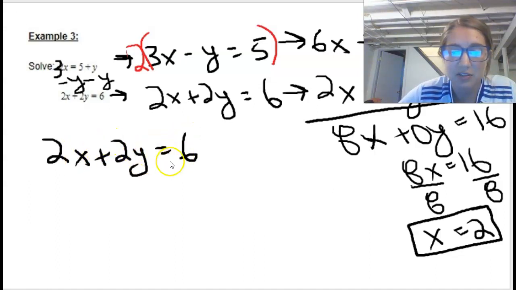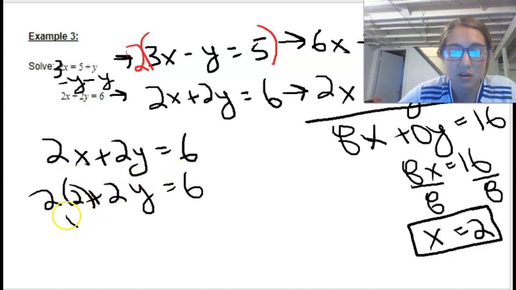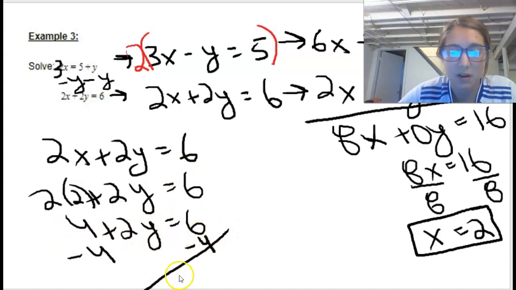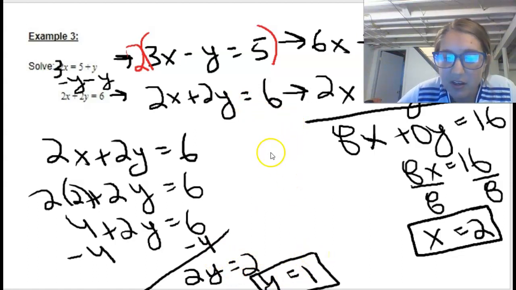I'm going to go ahead and plug a 2 wherever I see an x. So here for x, I should have put a 2. I get 2y equals 2, or y equals 1. Sorry that this is not my prettiest slide, you guys.